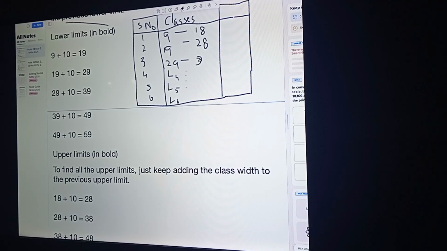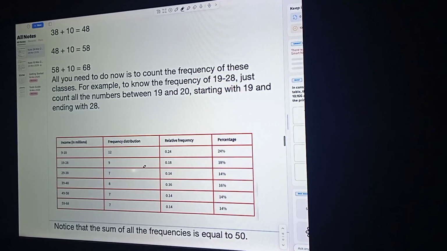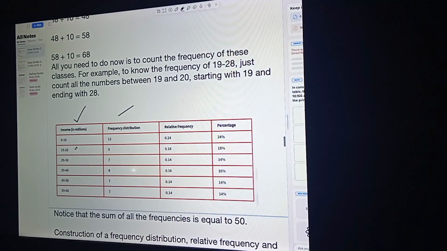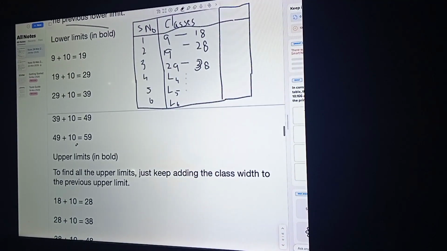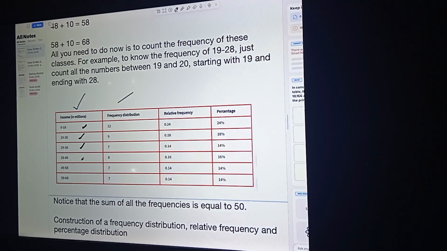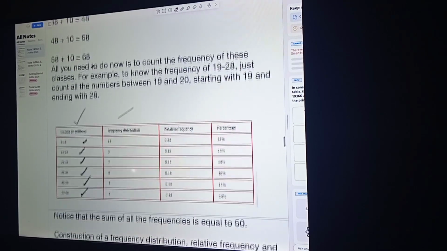The next will be 48. The next will be 58, and so on. And so this way you will complete your table. So now see, this is the first class from 9 to 18, the second class from 19 to 28, the third class from 29 to 38, then 39 to 48, then 49 to 58, then 59 to 68. So this is the upper limit of the last class.